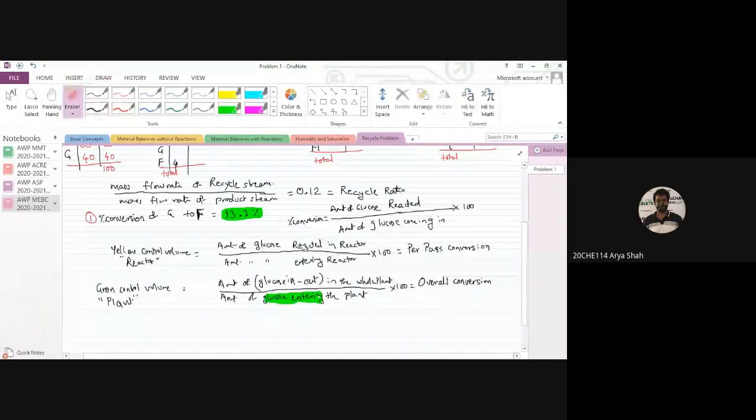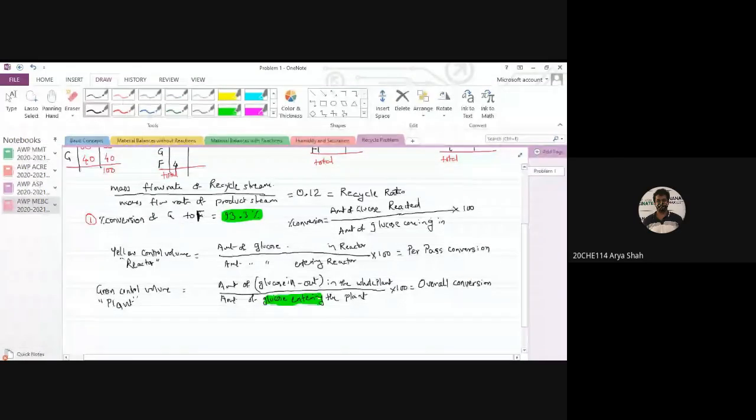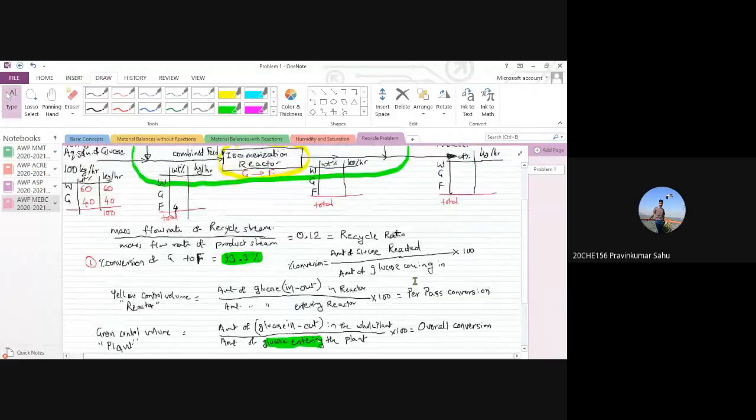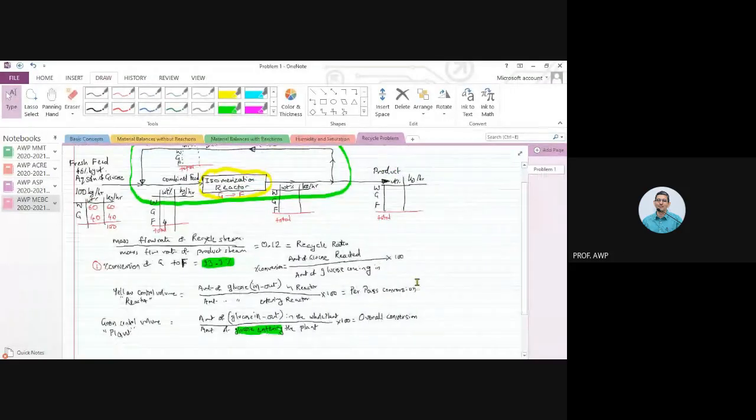Okay, sir. Glucose in minus glucose out, then I've given the overall conversion, sir. Praveen, what is your answer? Overall or per pass? Sir, I first gave the per pass conversion, but the overall conversion is 93.3%. You are saying you got the same answer as Arya. Yes, sir. Arya is saying that it is overall conversion. No, sir, it is per pass for that reaction only.